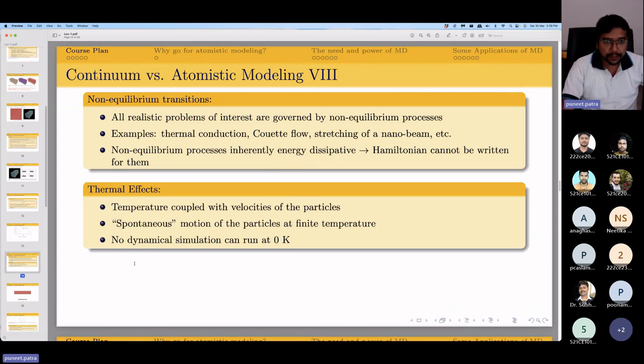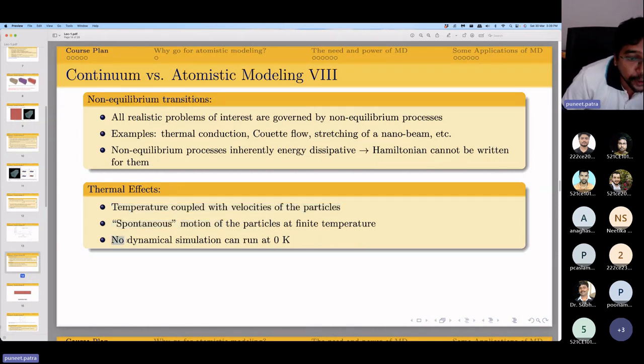I'll leave out the non-equilibrium transitions because of the shortage of time, but I want to invest some time into telling you about the thermal effect once again. As I was telling you, temperature remains coupled with velocities of the particles at atomistic scale, because of which there is spontaneous motion of the particles at any non-zero value of temperature.